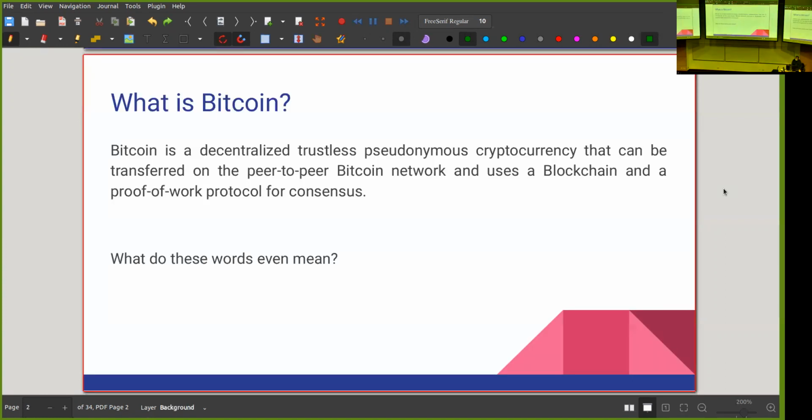Okay. So let me start with this very famous sentence that you have probably seen all over, especially probably on Wikipedia, in different talks and so on. When people explain what Bitcoin is, they usually say something like this. They say that Bitcoin is basically a collection of buzzwords. It's a decentralized, trustless, pseudonymous cryptocurrency that can be transferred on the peer-to-peer Bitcoin network. And of course, you've heard these words as well. It uses blockchain, it uses proof of work. So I want to tell you what all of these things mean.